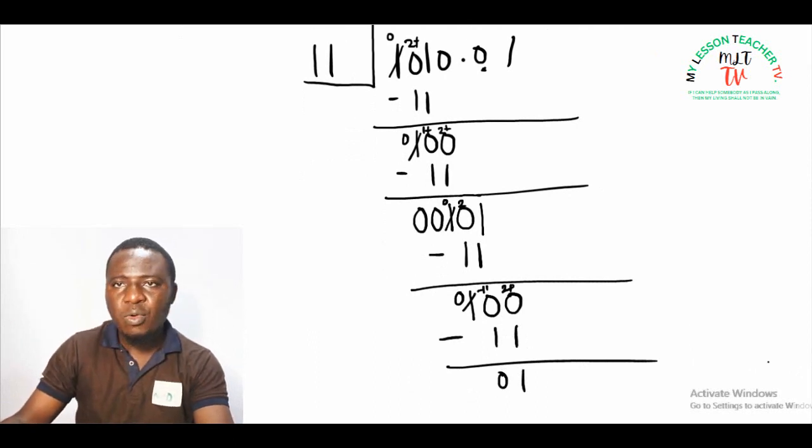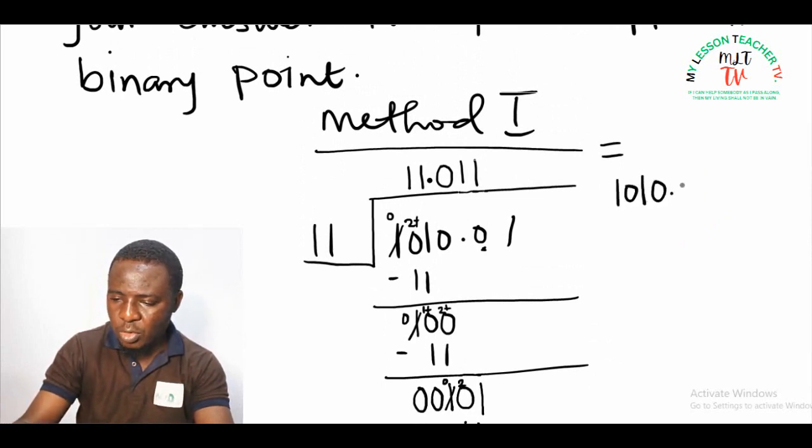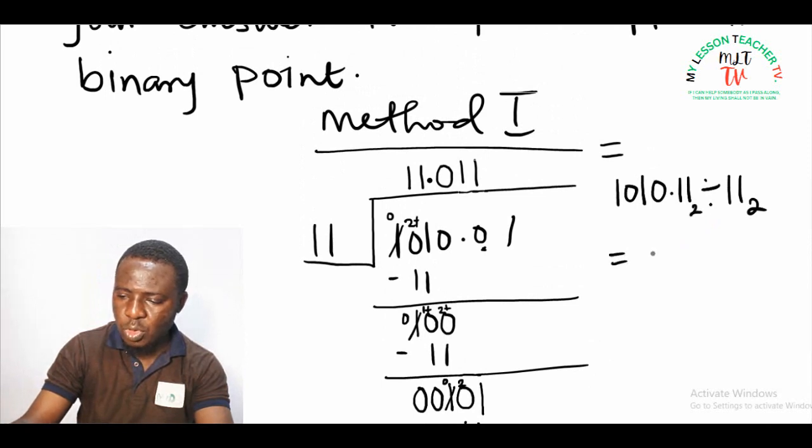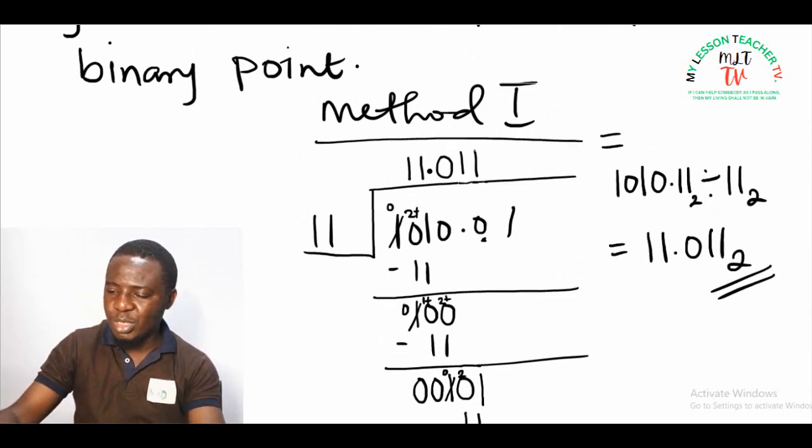Okay, but remember, we're asked to stop at the third place value. So that invariably means that 1010.01 divided by 11 base 2 is equivalent to 11.011 base 2. And this is what you will get using method 1.